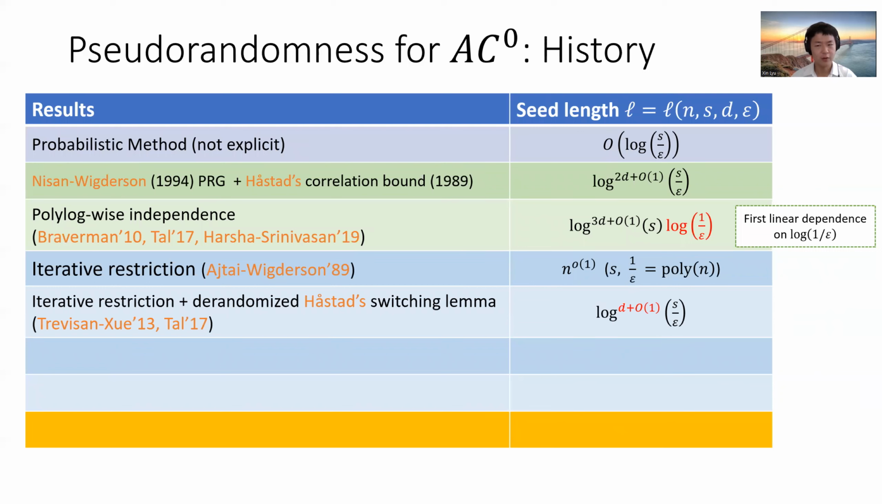The Ajtai-Wigderson framework was revisited by Trevisan and Xue in 2013. Combining the Ajtai-Wigderson framework with the derandomized Håstad switching lemma, they gave a PRG with seed length log S over epsilon to the power of d plus a constant. This is the first time that the exponent on log S gets improved to d plus a constant.